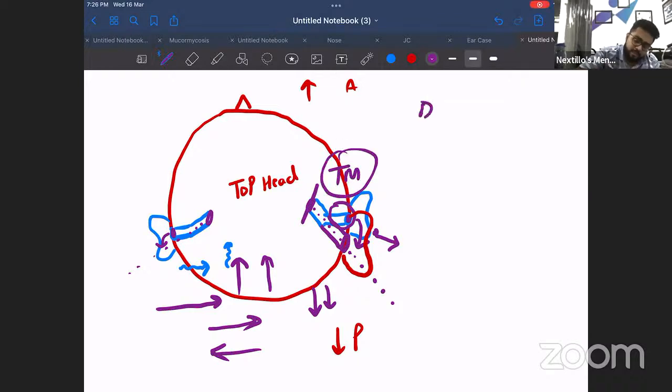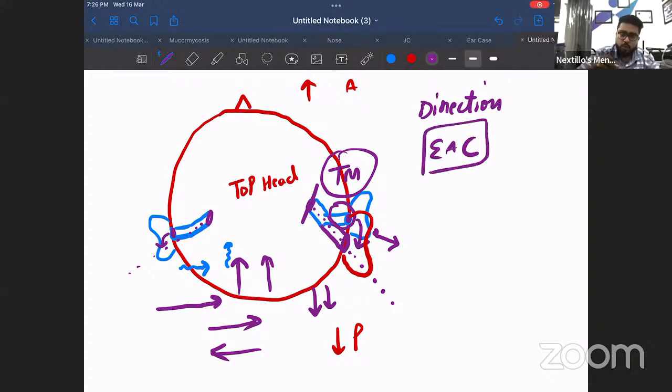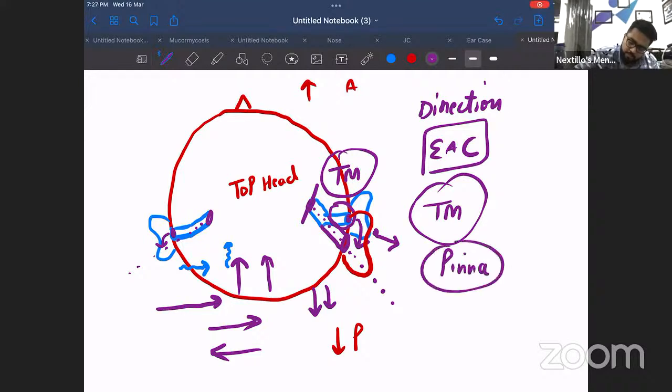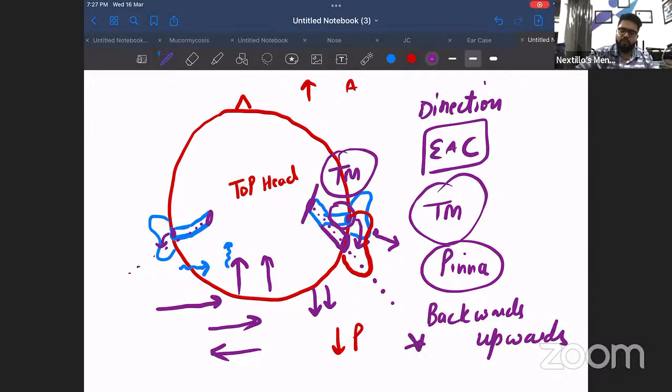That is why the direction or the orientation of EAC becomes very important, because clinically you cannot examine the tympanic membrane unless you pull the pinna backwards and upwards. You cannot view this unless you pull it backwards, upwards, and laterally. So you have to do this to bring it in a single line so that you can view the tympanic membrane.